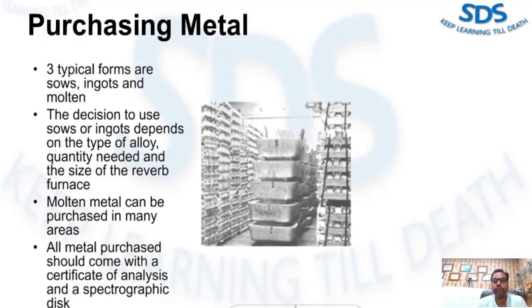The decision to use sow or ingot depends on the type of alloy, quantity needed and the size of the reverb furnaces. Molten metal can be purchased in many areas. The distance from the alloy producer to the die casting facility dictates whether molten metal can be used. Significant energy savings can be realized with the use of alloy supplied in molten state. However, a minimum order of the molten metal is needed to justify molten aluminum use.